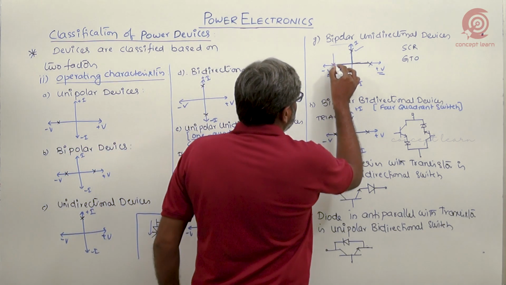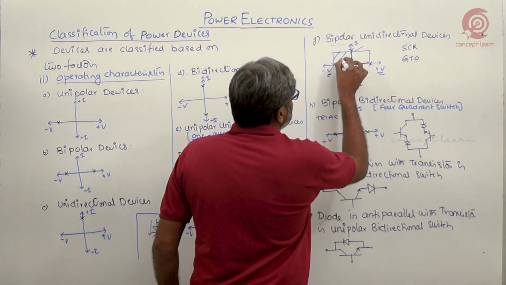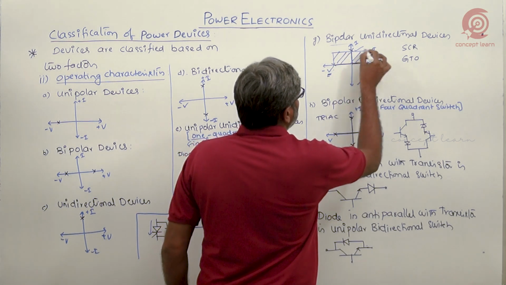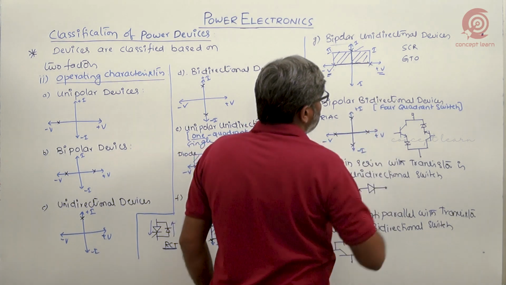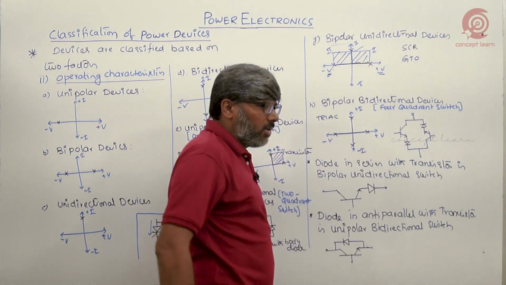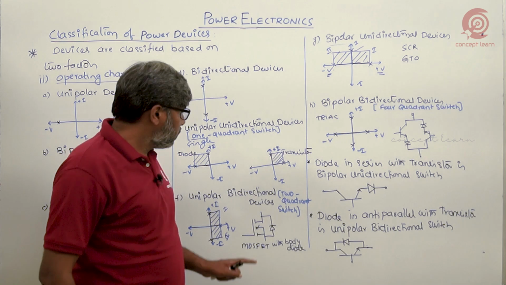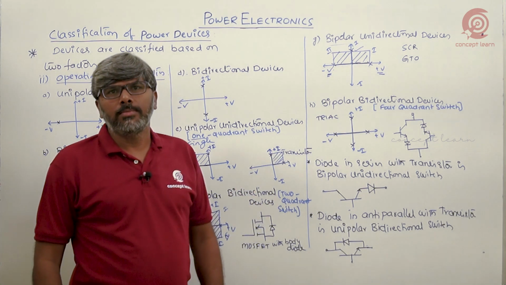By observing these characteristics again, it gives operation in two quadrants, the first and second quadrant, so these bipolar unidirectional devices are also called two quadrant switches.